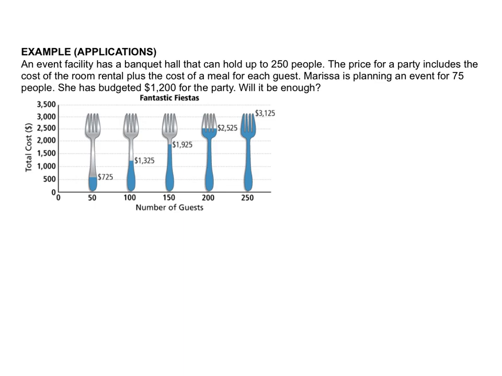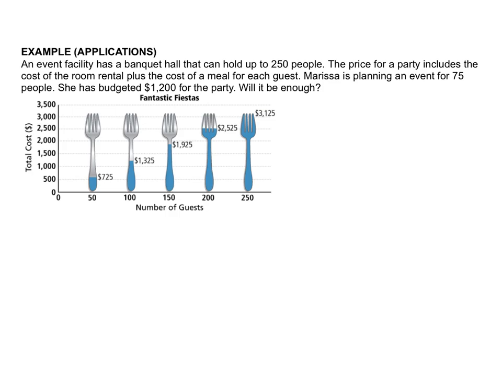So this problem says that an event facility has a banquet hall that can hold up to 250 people. The price for a party includes the cost of the room rental plus the cost of a meal for each guest. Marissa is planning an event for 75 people. She has budgeted $1,200 for the party. Will that be enough? Okay, so this is a tricky question.